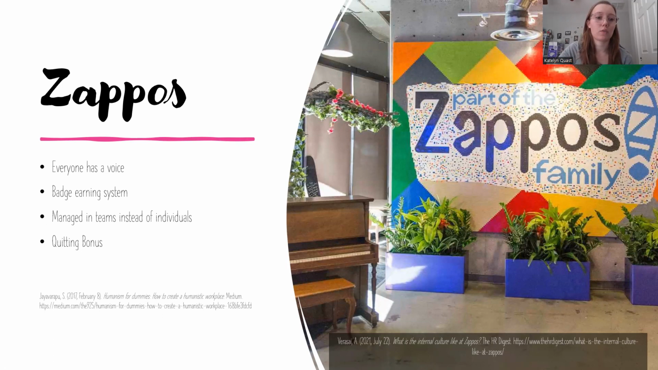Another incentive of working there is there's a badge earning system. For different accomplishments, you can earn badges, and these are things that employees take pride in, and they love about the company. And a third thing is they manage in teams instead of individuals. Instead of one manager being over 10 people, they have a group, and they will all work together as one. And then one thing that they do that might seem out of the ordinary is they actually offer a quitting bonus. Now, a lot of people aren't going to be quitting, of course, because they like the incentives that they have. But if somebody is not satisfied with working at Zappos, then they actually pay people to quit.